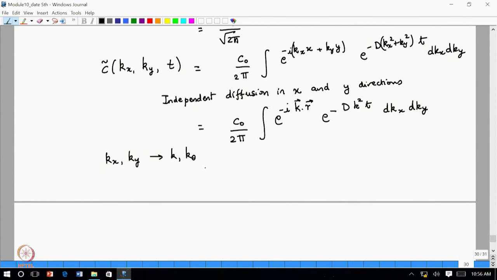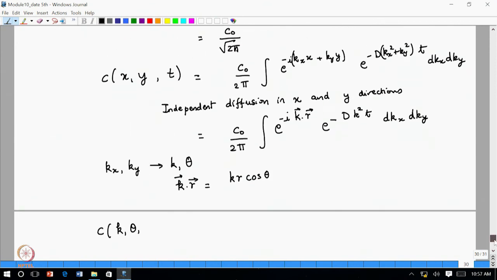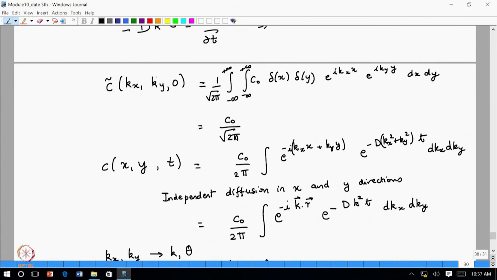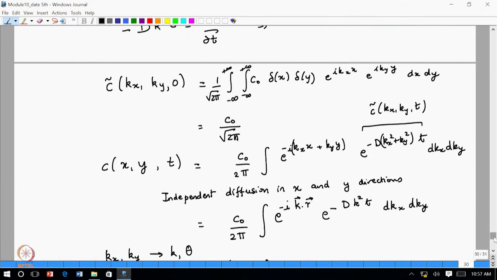Then what you get is I can write k dot r, I'll just call it theta. So k dot r I can write as kr cosine of theta. Okay. So then my c of k theta, I think this should be c of x y t, because I took the inverse Fourier transform of c tilde of k x k y t, okay, and I am taking the inverse Fourier transform of that, okay. So this is multiplied by c 0 by square root of 2 pi, and then when I take the inverse transform, I will get this.